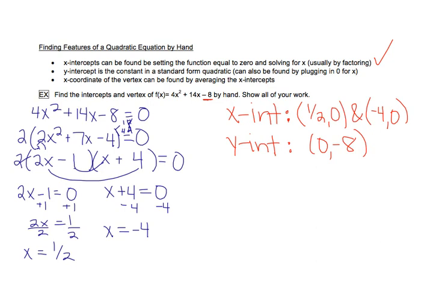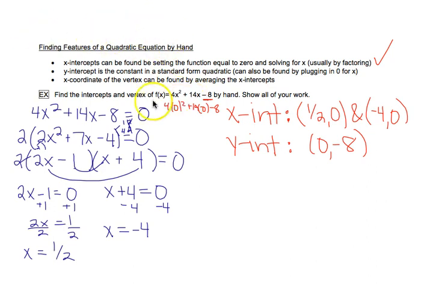Now, if it's not in standard form, you can also anytime find a y-intercept by plugging in 0 for x. Notice that in this case, if you'd forgotten the trick and did that, plugged 0 in for your x, you would still get -8 because 0 squared is 0, 4 times 0 is 0, 14 times 0 still 0. So you'd have 0 minus 8, which does give you -8. Okay, so we've got the x-intercepts, we've got the y-intercepts.